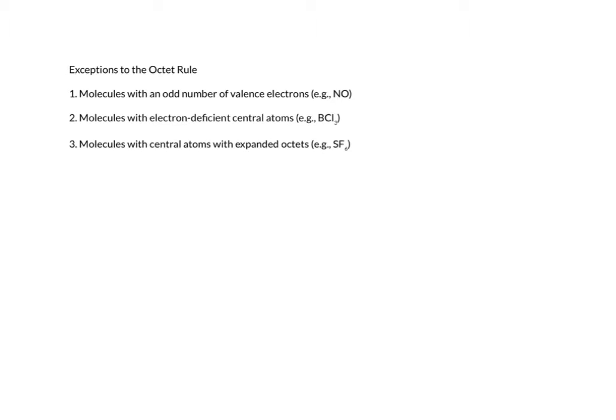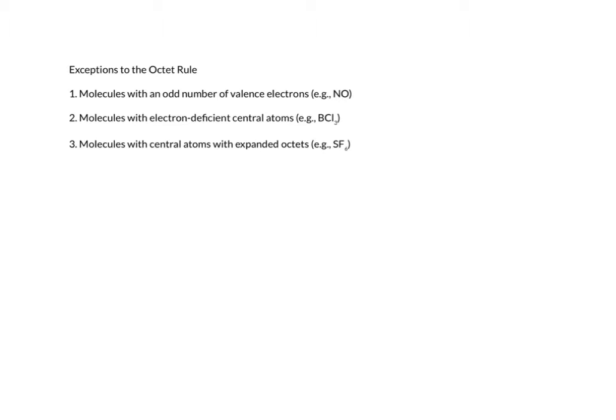There are three general exceptions that we need to keep in mind when we draw Lewis structures that exempt particular structures from following the octet rule. For one, if we have an overall odd number of electrons, then it will be impossible for every atom to feel like it's got 8 around it.